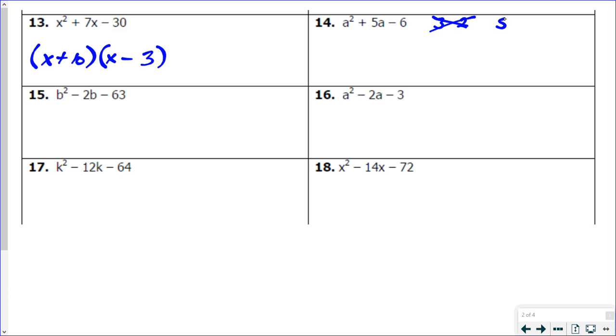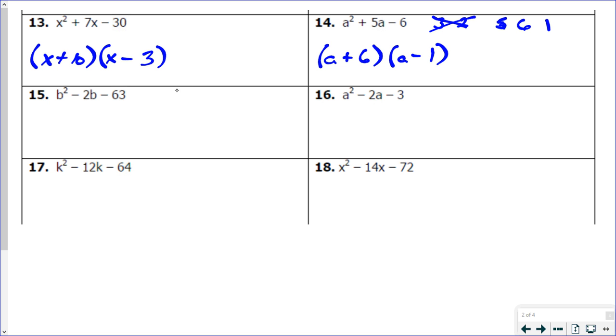What about 6 and 1? If I subtract these, can I end up with 5? Yes, 6 minus 1 is 5. So I've got a and 6 and a and 1. The answer is positive, so that means the bigger number needs to be positive and the smaller number negative. So 6 times negative 1 is negative 6. 6 plus negative 1 is positive 5.